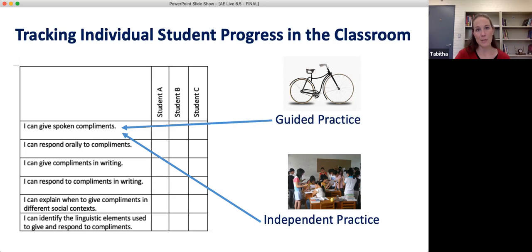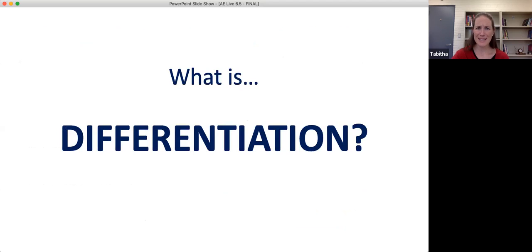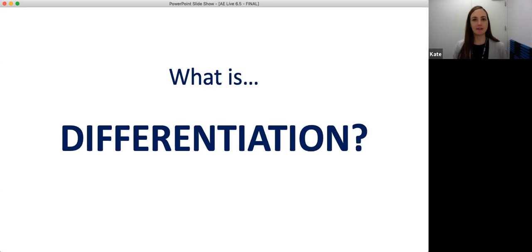So once you have information about individual students' progress, then you're ready for the final principle of formative assessment, which is differentiation. So this is a complex topic. Have you guys heard of differentiation before? And if so, how would you define it? All right, let's hear from you, everybody. What do you think? What is differentiation? Let us know how you would define this, if you've heard about it before. How would you describe this very important topic?